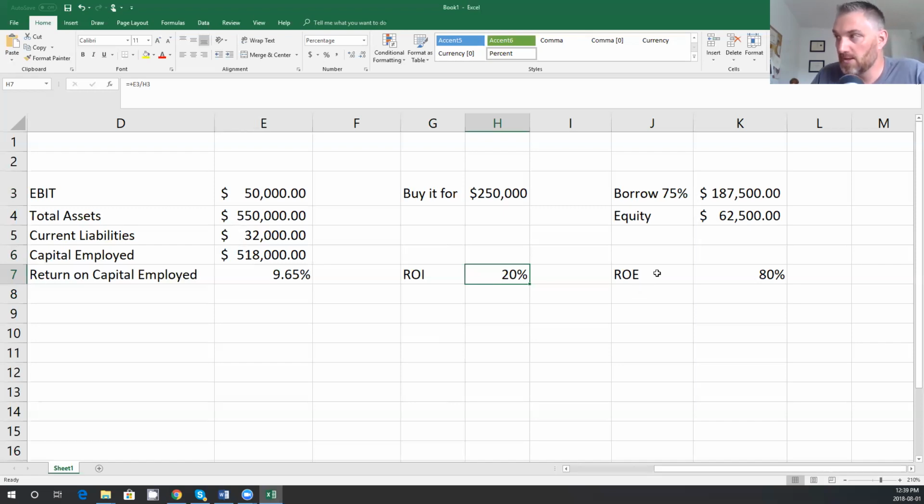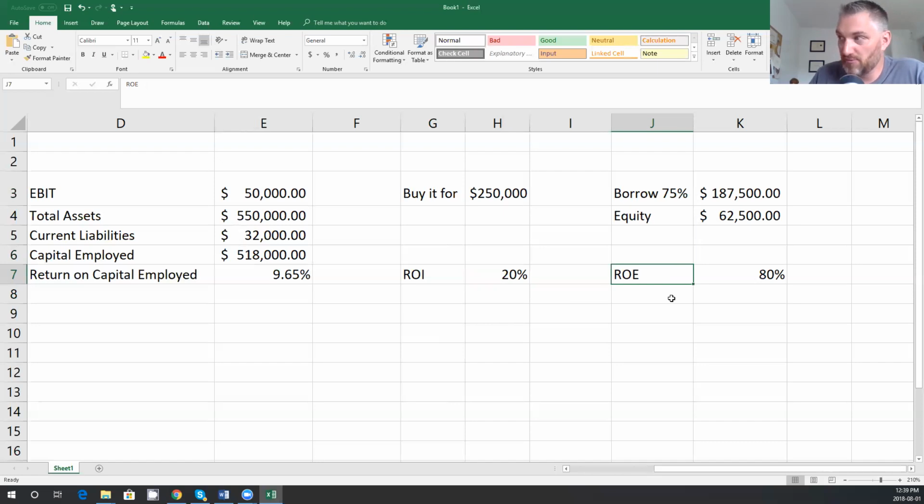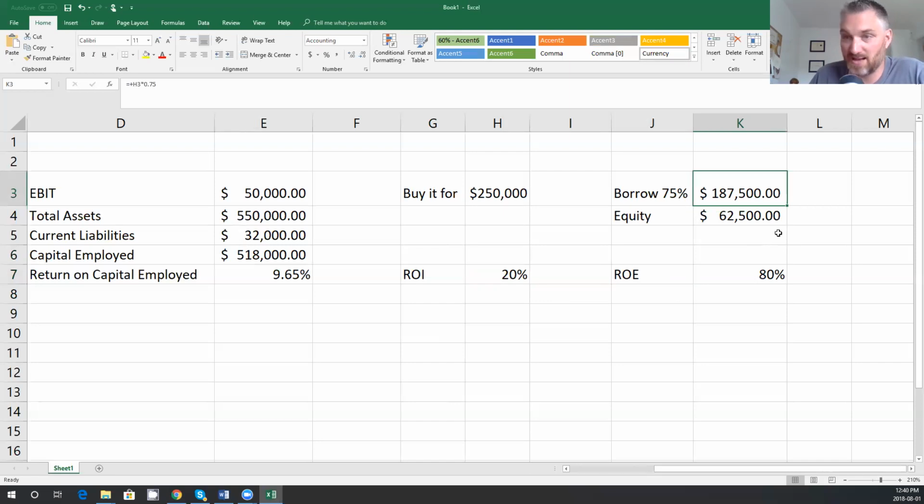Now, the next version of return on investment is return on equity. So if we're going to make a $250,000 investment to buy this business, but we're going to borrow $187,000 of that money, then we're going to have $62,500 of equity.